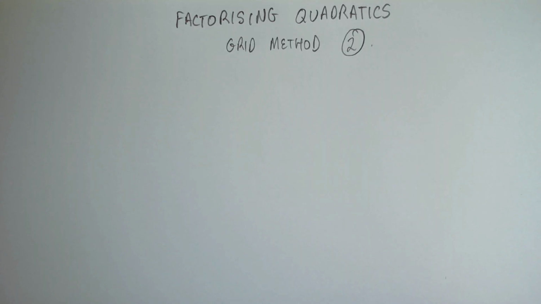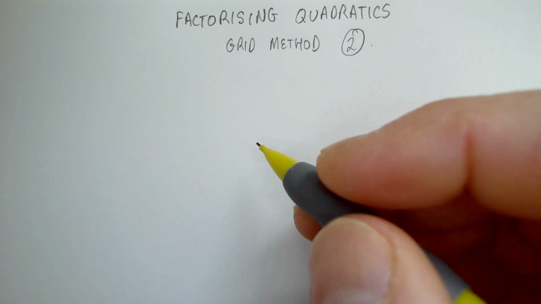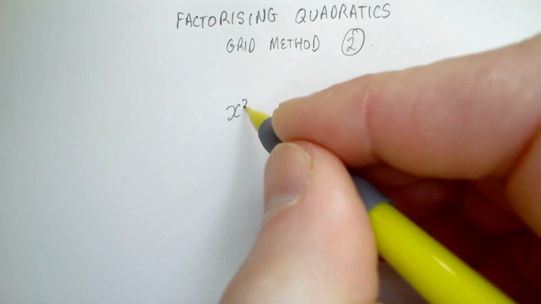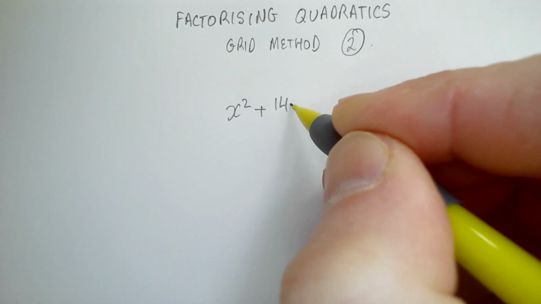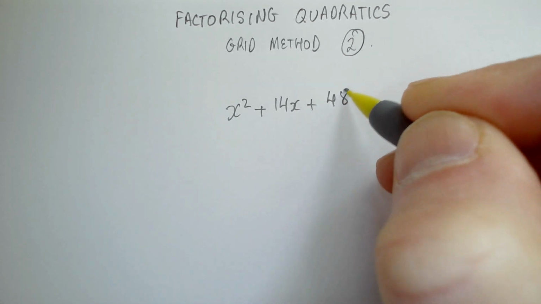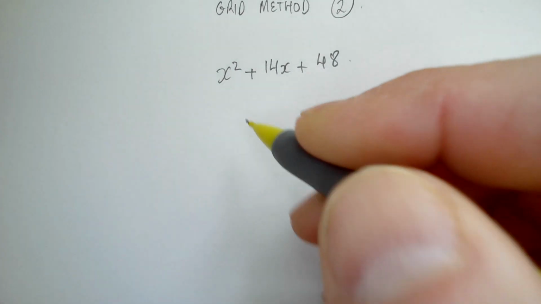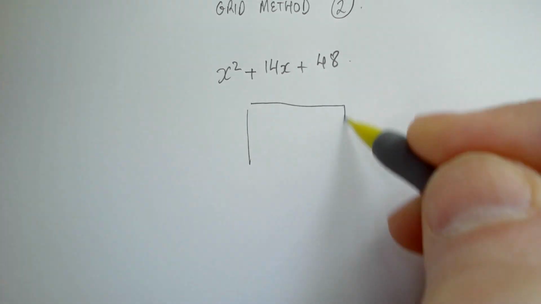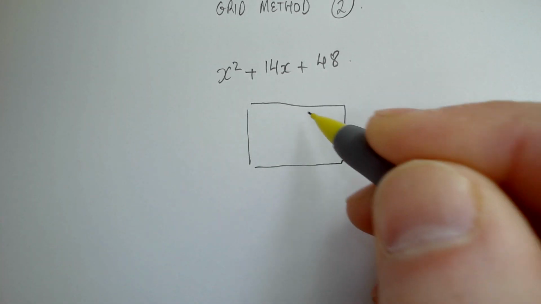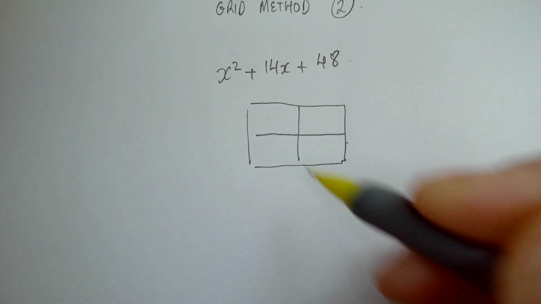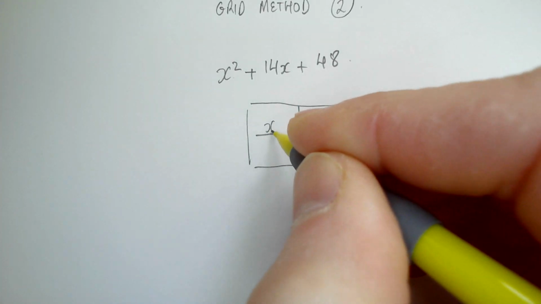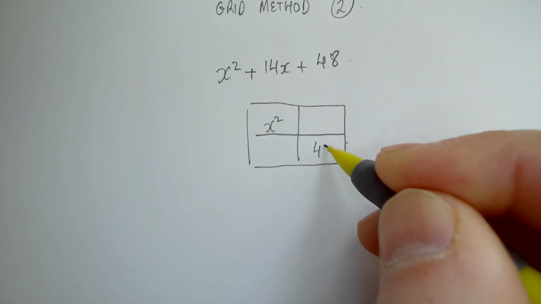I've already made one video on this, and I encourage you to have a look at that one before you start this one. So let's start with an example of x squared plus 14x plus 48. Just like we said, we start with a grid, and we put our x squared in here straight away, and we put our 48 in here.